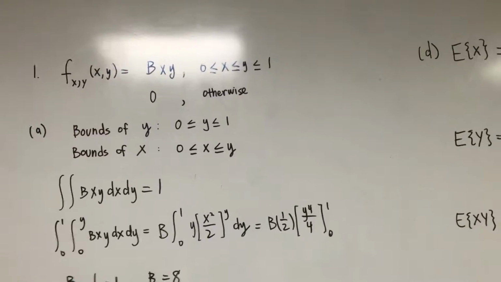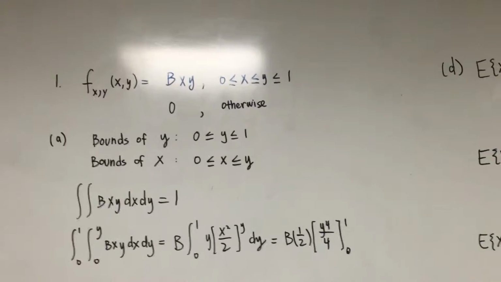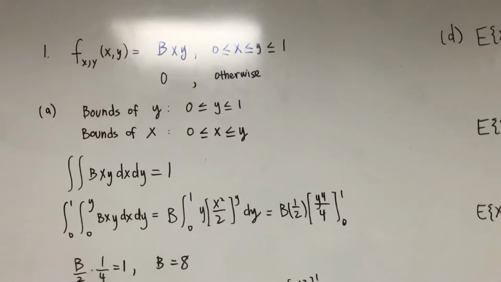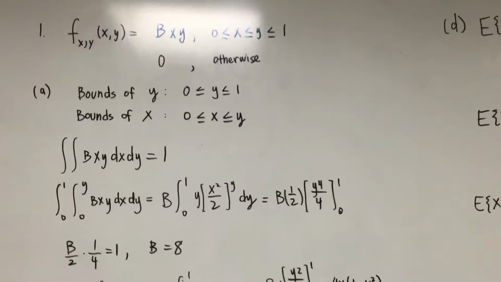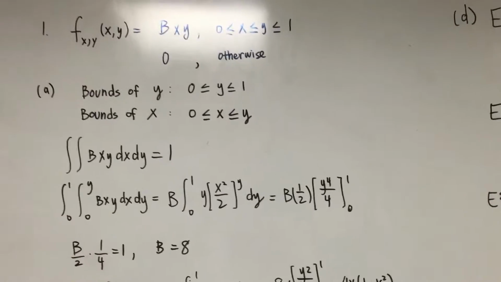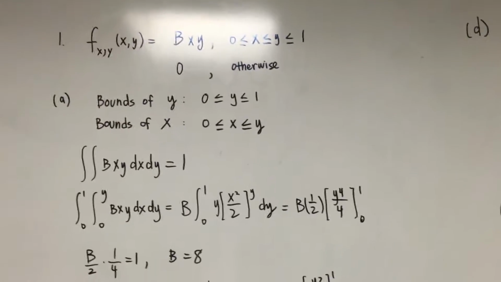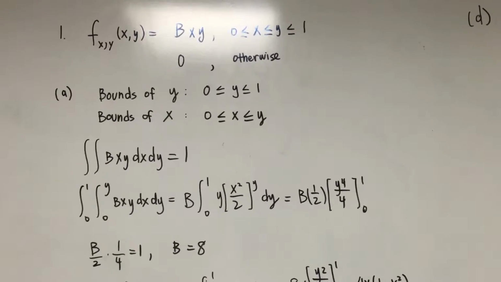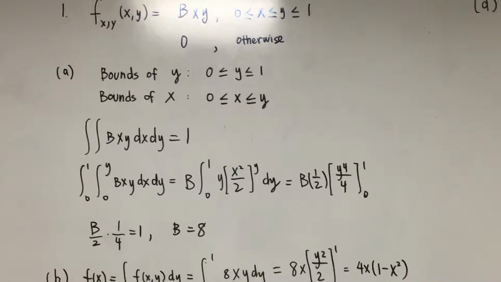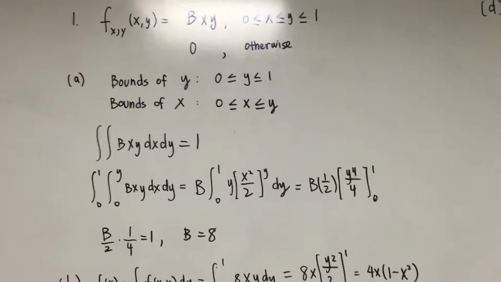Problem 1 gives you the joint density function f of x and y as b times x times y on the interval where x is greater than 0 but less than y, and y is greater than x but less than 1, and it's 0 otherwise.